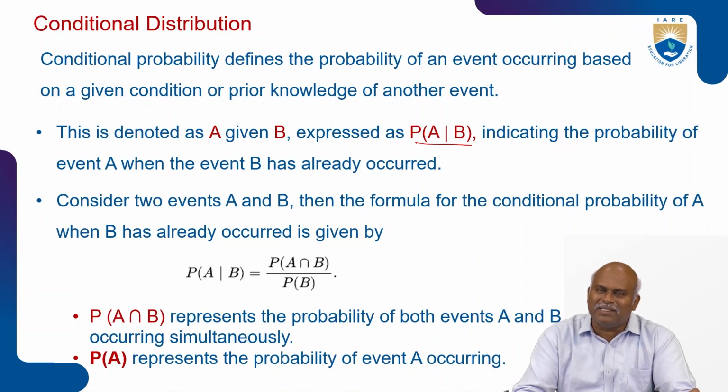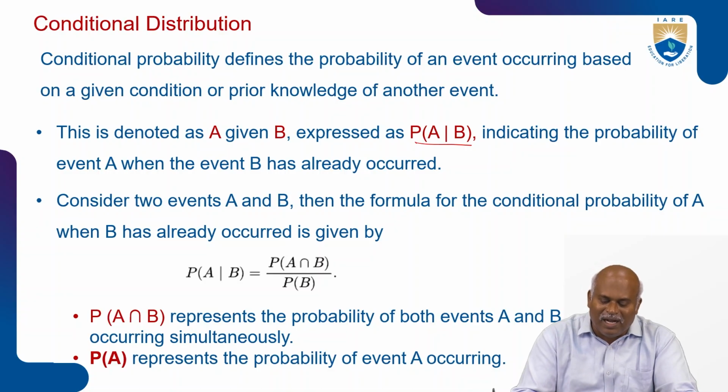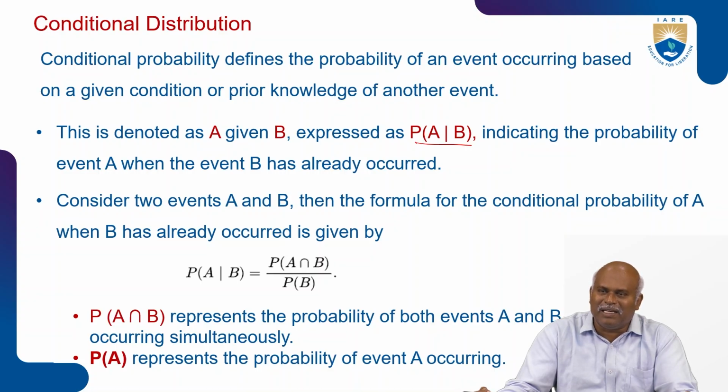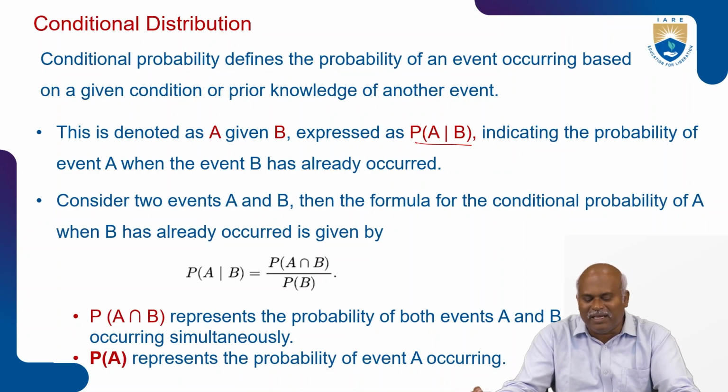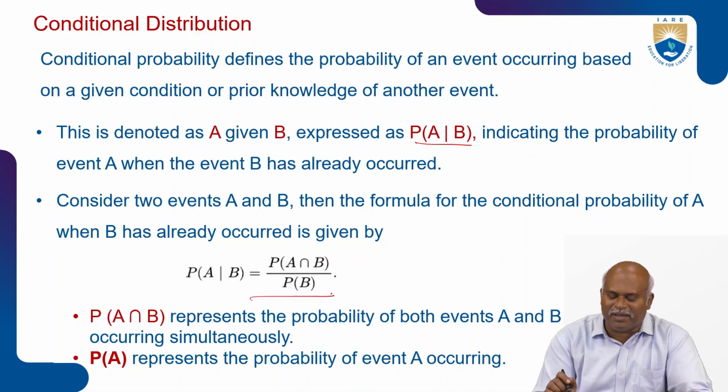So A and B are the two events. I represent the conditional case mathematically as P of A given B. It indicates the probability of event A when event B has already occurred. That means overlapped. For these two events A and B, we make the formula for the conditional probability of A when B has already occurred as an event. Then P of A given B is equal to P of A intersection B divided by P of B.